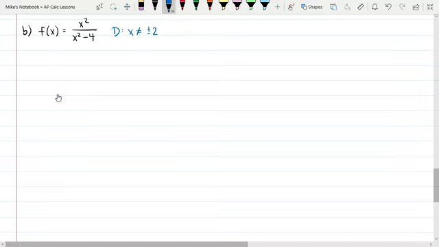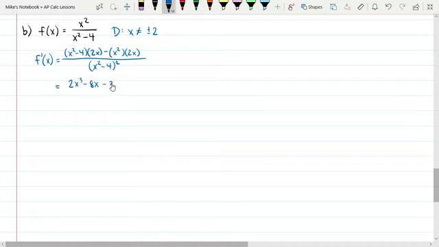Now let's find our critical numbers by finding the derivative. I'm going to go ahead and use the quotient rule here. So I've got low d high minus high d low all over low low. And so this is where we do need to take some time and simplify that numerator. I'm going to distribute that 2x, and now I've got 2x to the third minus 8x minus 2x to the third, and then that's all over x squared minus 4 squared. Well, the 2x cubes cancel out. And so finally, I just get negative 8x over x squared minus 4 squared.